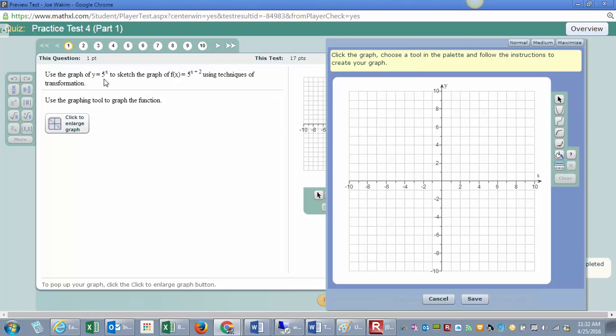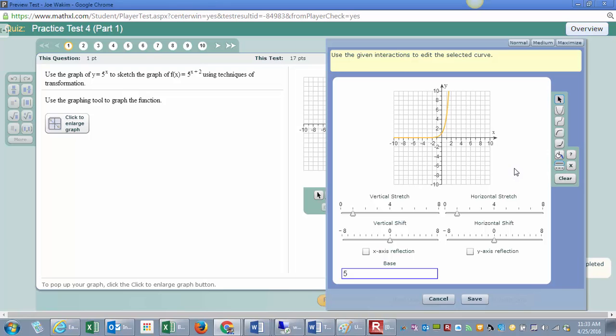So as we know, the graph of 5 to the x is an exponential function that looks like this. We're going to use the exponential tool and just graph anything that looks like an exponential. But now, because of that plus 2, the graph is going to shift to the left 2 units. So the y-intercept is going to change. If you put x equals 0, then y would be 5 to the power 2, which is 25. So in this case, the base is 5.